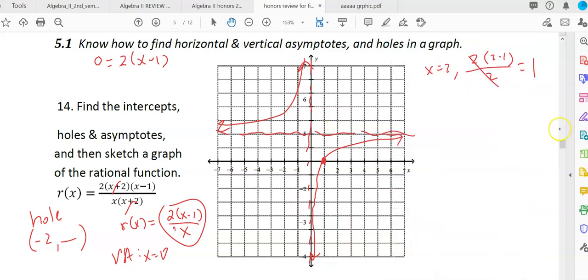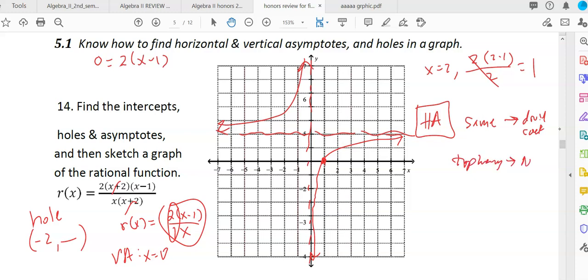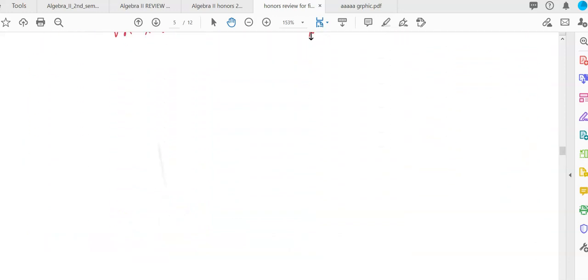So the 3 cases are for horizontal asymptotes. If it's same degree, which this one was, you divide the coefficients. So x first, x the first, so you divide 2 divided by 1. So you divide coefficients. If it's top heavy, so if the degree in the top, like x squared over x, there is no horizontal asymptote. If it's bottom heavy, it's always y equals 0. So those are the 3 cases. So you definitely should be looking for some horizontal asymptotes on those kinds of problems.